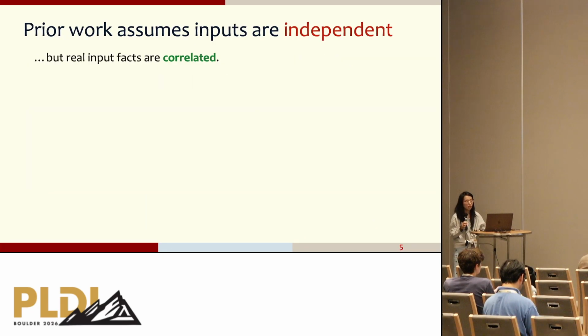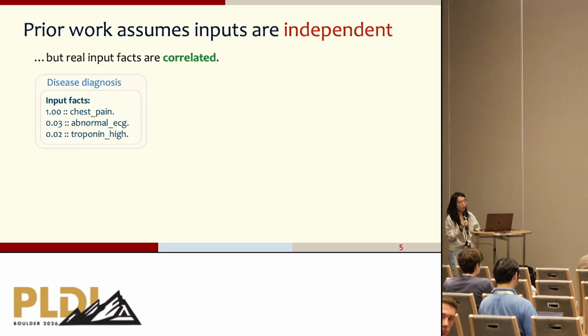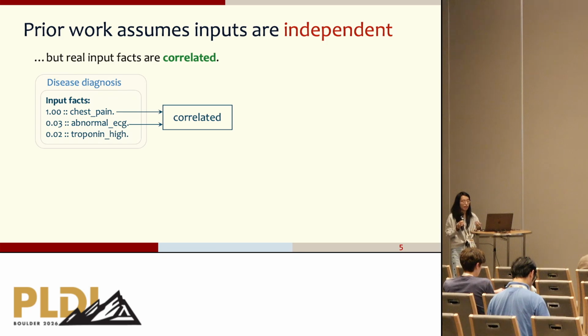But the problem is all those prior works assume that the inputs are independent. But actually, a lot of times, the real input facts can be correlated. So let's take a look at one example. When a cardiologist is trying to diagnose some heart-related disease, they may have three input facts to use to do a certain kind of inference. And for two of them, chest pain and abnormal ECG, those two facts may not be independent. They are actually correlated according to the literature.